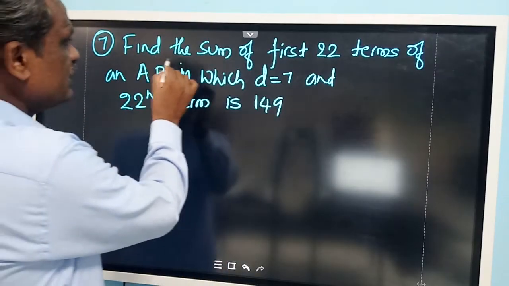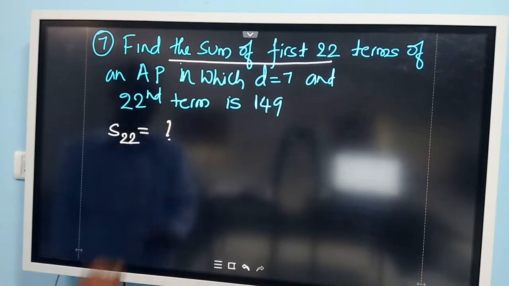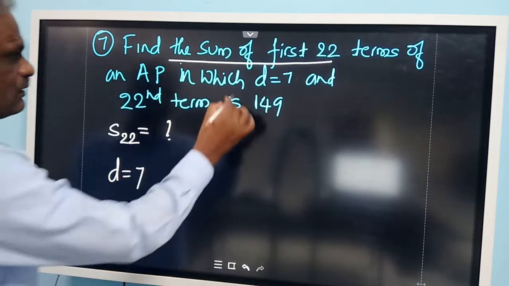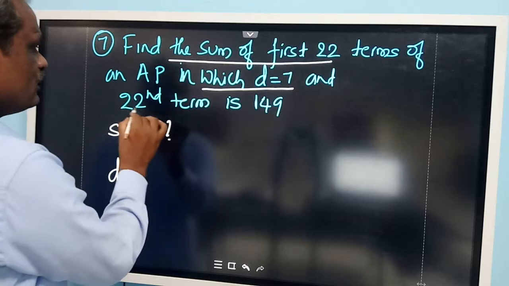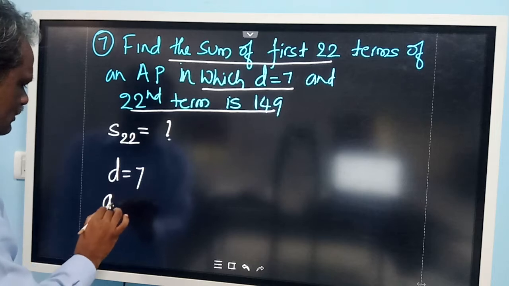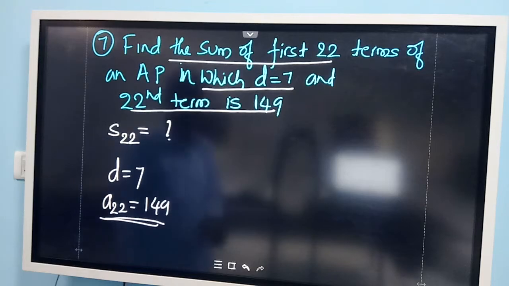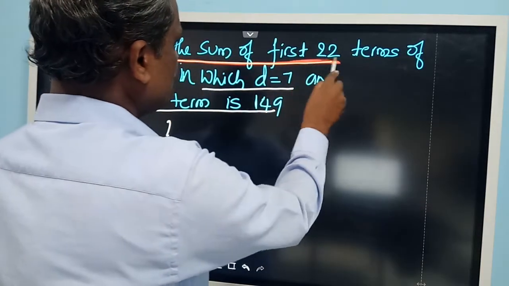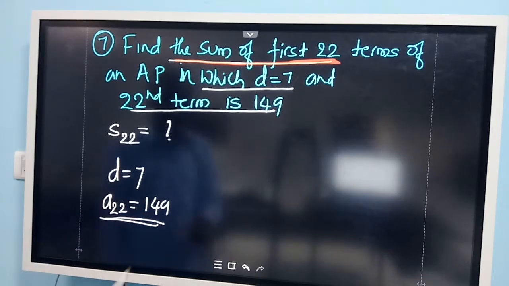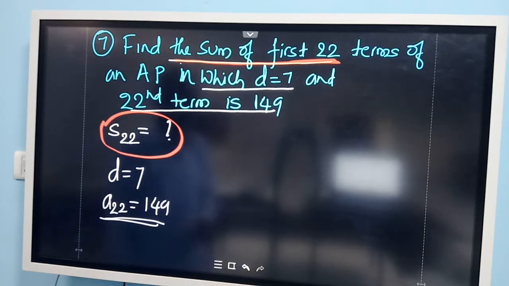Find the sum of the first 22 terms. That means you need to calculate S22. The question is about an AP in which the common difference d is 7, and the 22nd term is 149. That is, a22 is equal to 149. This is the last term also. We need to find the sum of the first 22 terms. To find the value of S22, what are the things required?